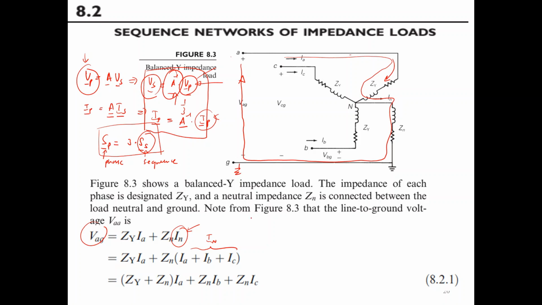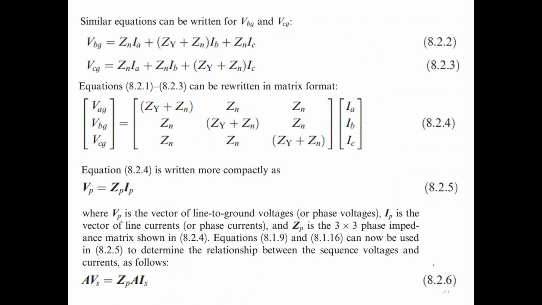But in this case, this is the general formulation, so you just put IA plus IB plus IC as In. Now you can express it with components of IA, and you have the coefficients ZY and Zn in front. That's why you can develop this equation 8.2.1. So you do the same thing with phase B and phase C.